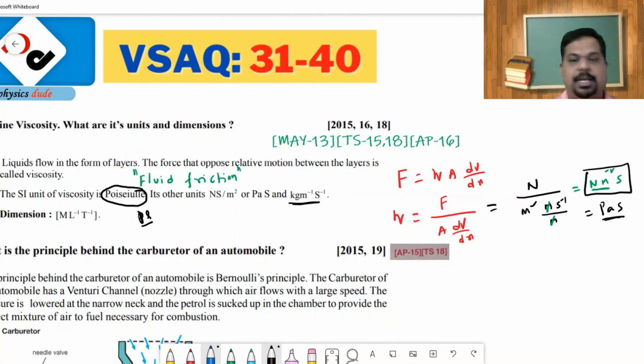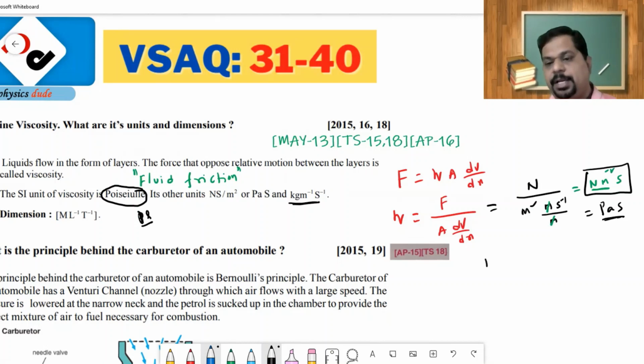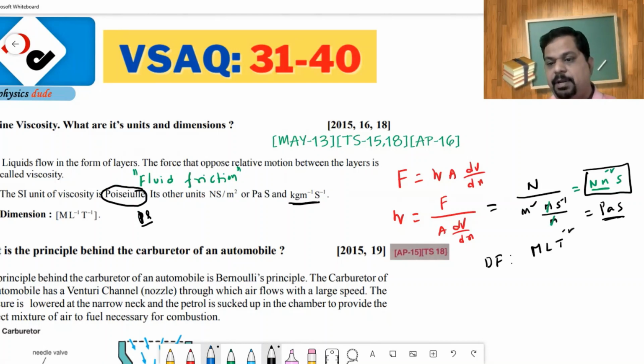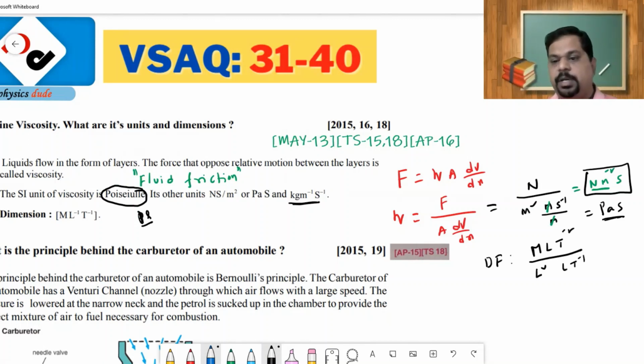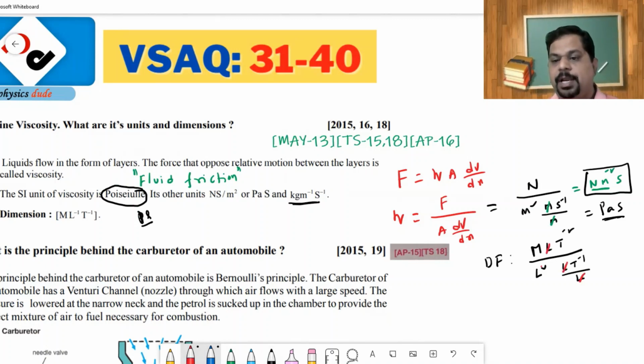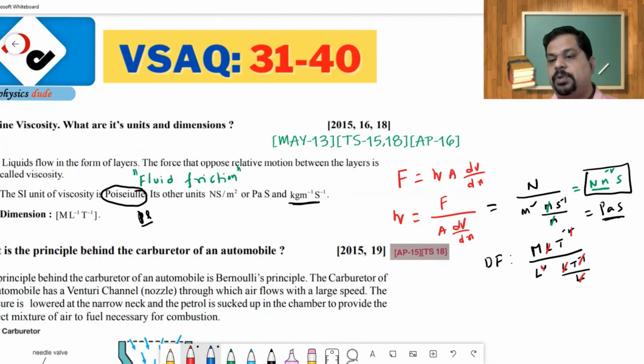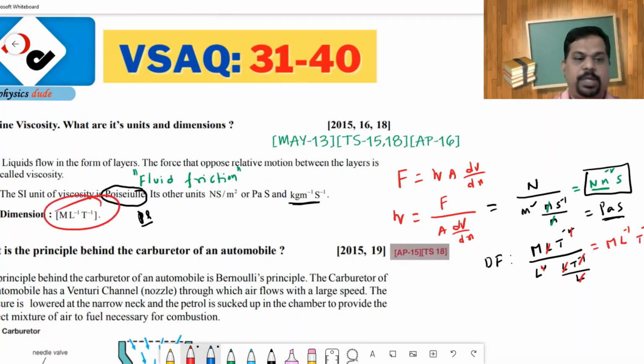Now similarly, let us write the dimension formula. Force is M L T^-2, divided by area L^2, velocity L T^-1, again by L. Simply cancel L with L, again one L cancels, and T^-1 also cancels. So you are left with M L^-1 T^-1. This is what is given.